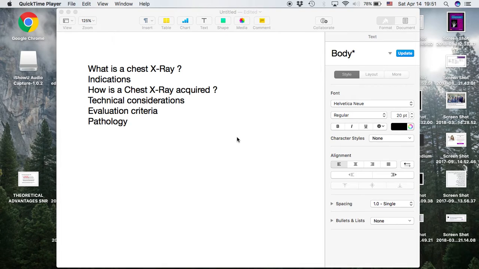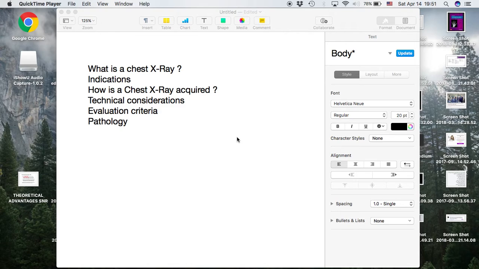Okay, so today I'm gonna talk about what is a chest X-ray. So it means the definition of a chest X-ray. Indications are why are we doing the chest X-ray? When should it be requested? Why does the clinician ask for a chest X-ray? What does he want to see? What does he want to know?